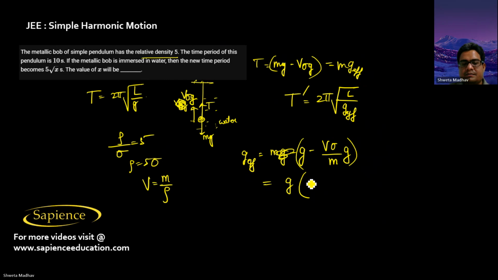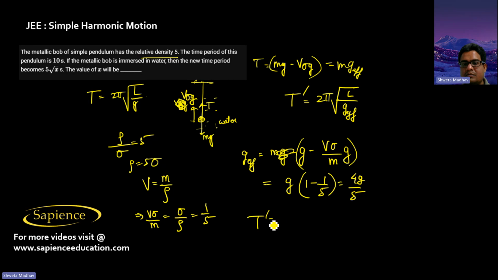So, into 1 minus E sigma by m. So E sigma by m will be equal to sigma by rho, which is equal to 1 by 5. Rho by sigma is 5, so sigma by rho is 1 by 5. So 1 minus 1 by 5, that is 5 minus 1, so 4g by 5.